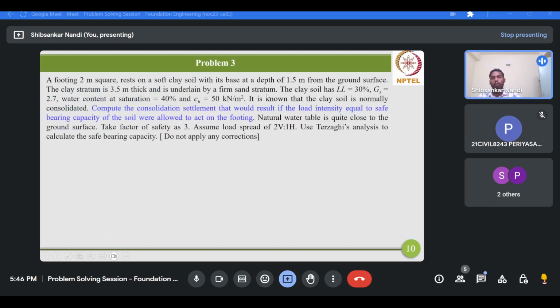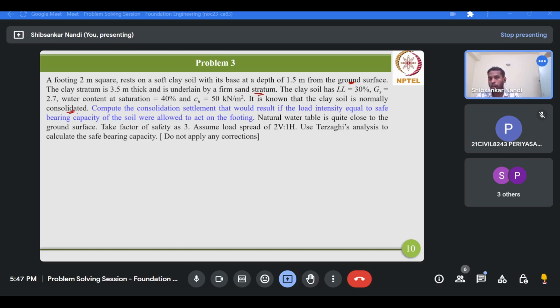Now we'll take one sample problem for calculating the consolidation settlement, problem 3. A footing 2 meters square rests on a soft clay soil with its base at a depth of 1.5 meter from the ground surface. The clay stratum is 3.5 meter thick and is underlain by a firm sand stratum. The clay soil has liquid limit 30%, specific gravity of soil solids 2.7, water content at saturation 40%, and undrained cohesion 50 kilonewton per meter square. It's known that the clay soil is normally consolidated.